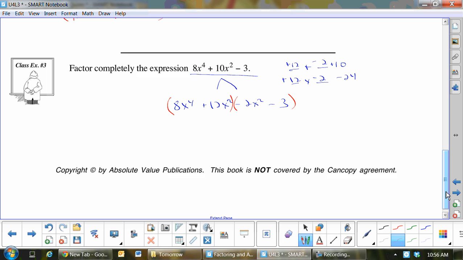And then I can take out a... What's the best I can take out of the first one? 4x squared. So that would be 2x squared plus 3. And the other one? I could take out a 1 or a negative 1. But if I took out a 1, then I couldn't do the next step. So if I take out a negative 1, then I get 2x squared plus 3. And then 2x squared plus 3 times 4x squared minus 1.